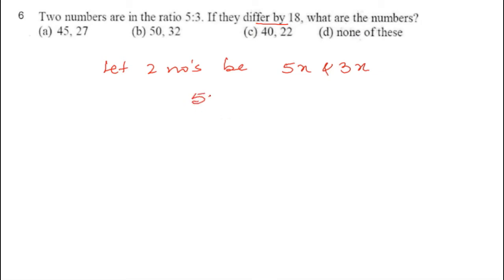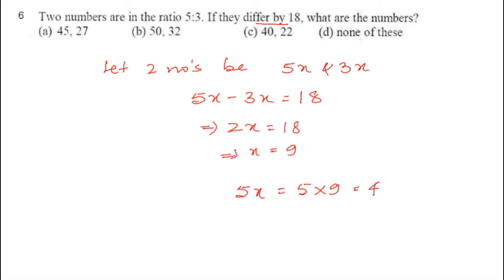So larger number minus the smaller number, the difference is 18. So we get 2x as 18, x will be 9. Once the value of x is obtained, we can find the numbers. 5x is 5 times 9, which is 45, and 3x is 3 times 9, which is 27. So this 45 and 27 is there in option A. So the right answer is option A.